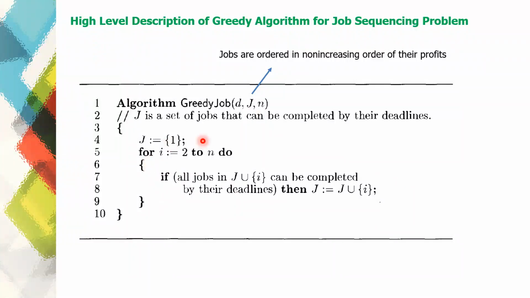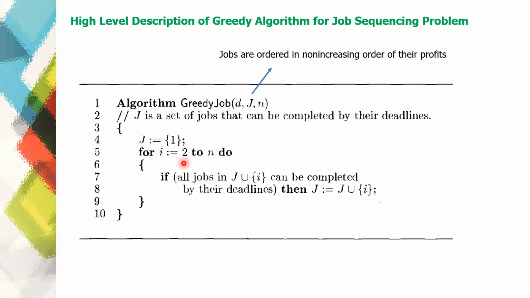The algorithm starts by initializing the solution vector J with job number 1, because the jobs are already ordered in the non-increasing order of their profits. So naturally, the first job in the queue will have the highest profit. I'm going to select the job with the highest profit mandatorily, so the first job will be added to the solution vector.